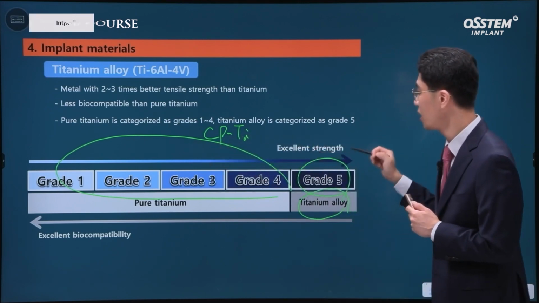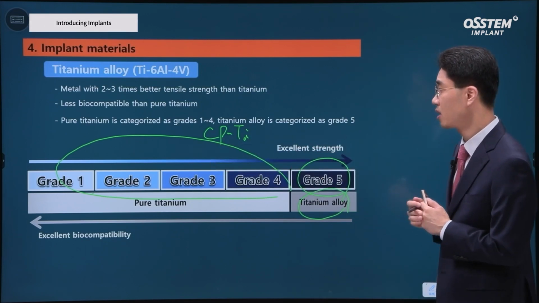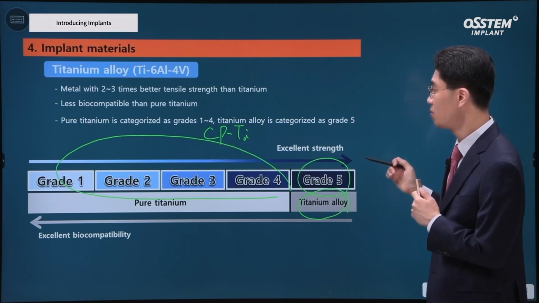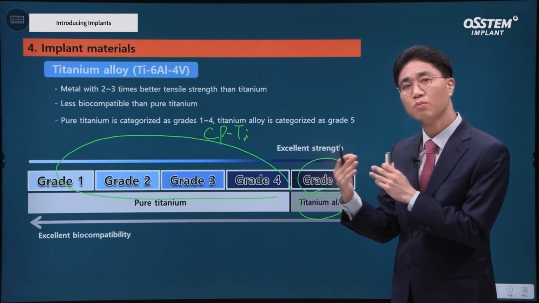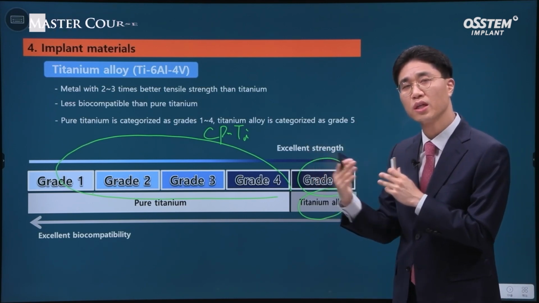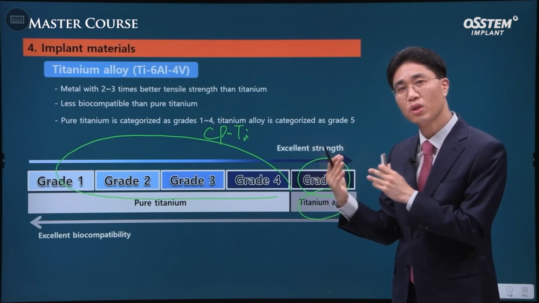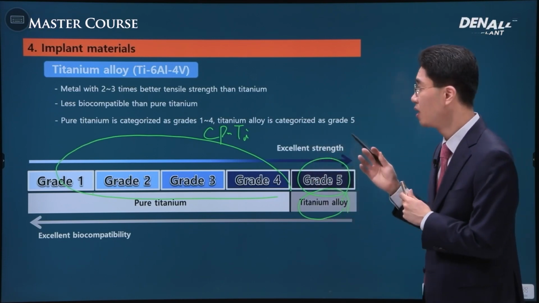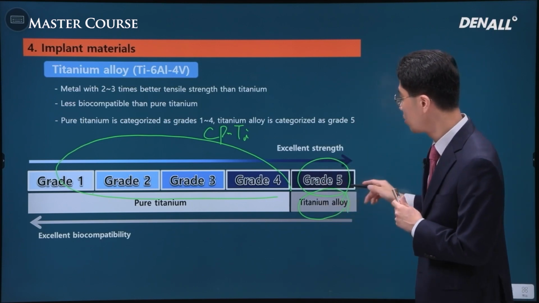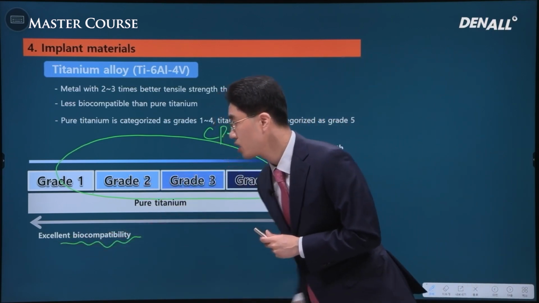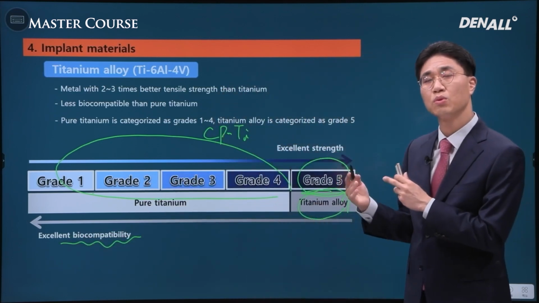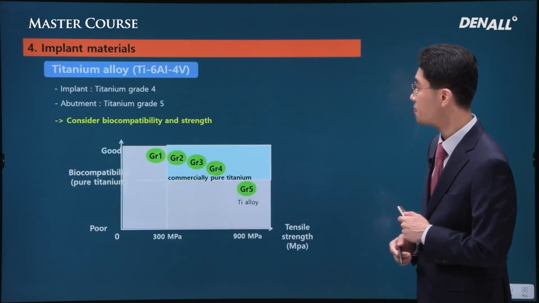Strength increases going from grade 1 toward grade 5. Although grade 5 may have excellent strength, compared with grade 1, grade 5 has low biocompatibility, and grade 1 has better bone to implant contact. Grade 1 has much better biocompatibility and bone contact rate than grade 5.